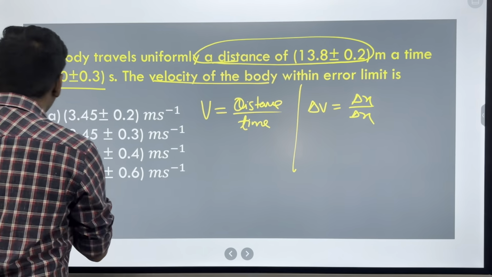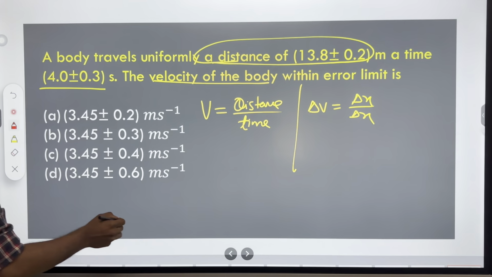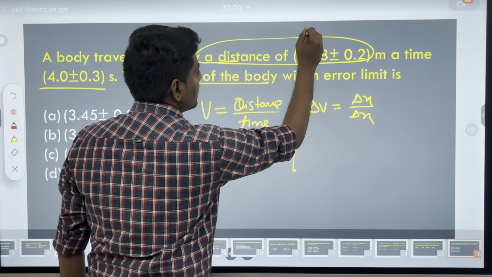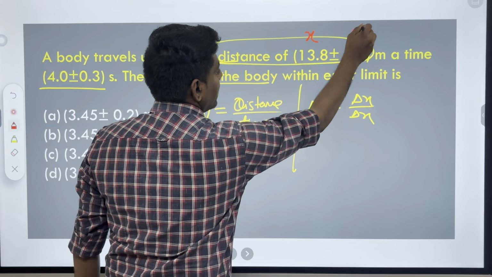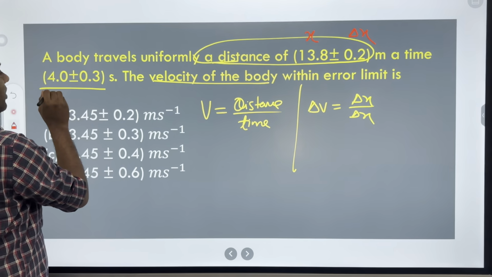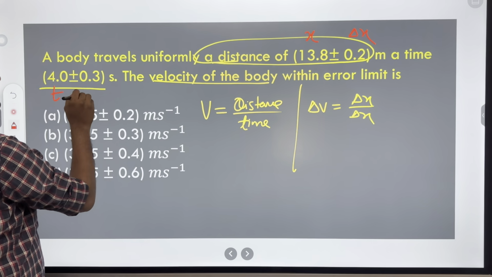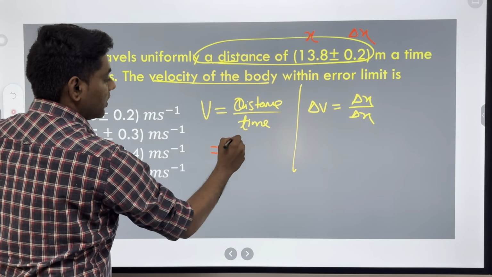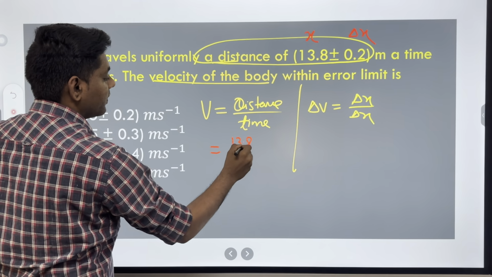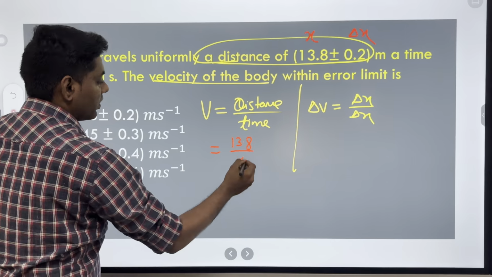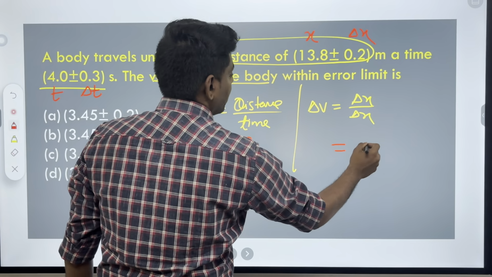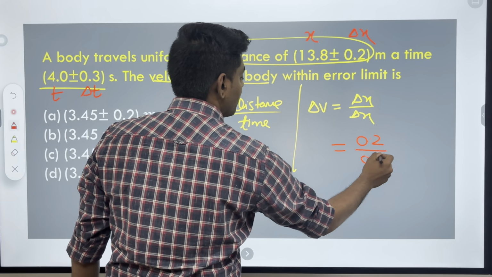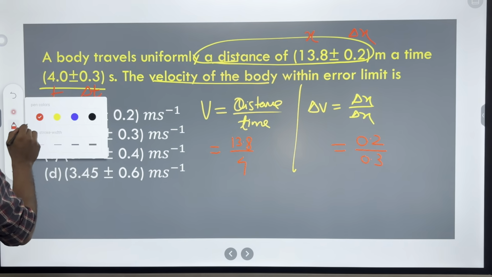So as we compare, this is the value of distance x, and this is the value of delta x, this is the value of time t, and this is the value of delta t. So after putting the values, what do we get? Distance, 13.8 divided by 4, and the change, that is 0.2 divided by 0.3.